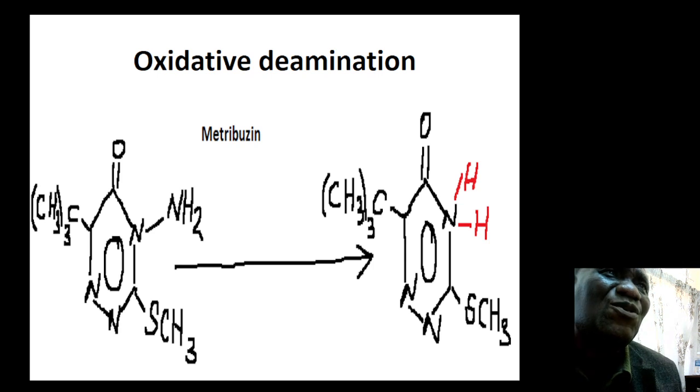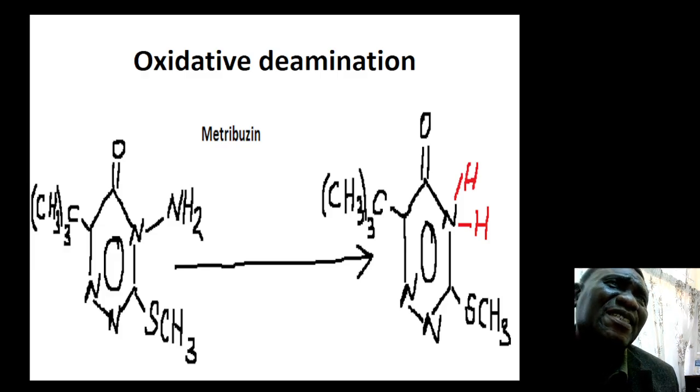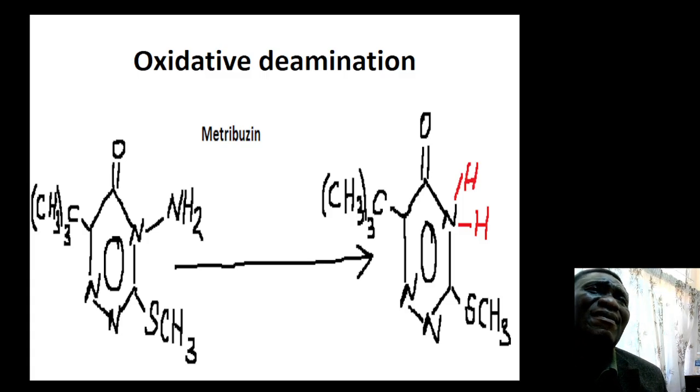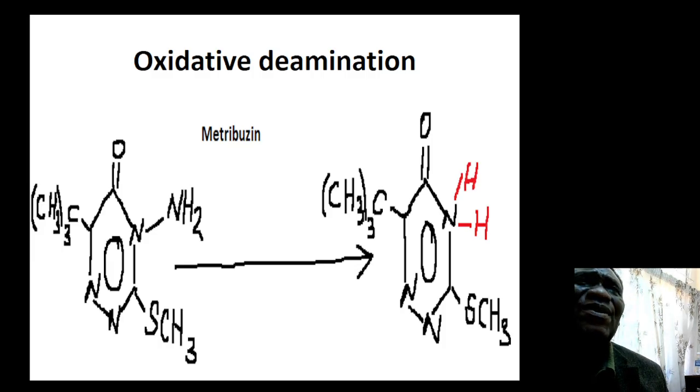This can happen to metribuzin, where I've shown in red. That is the position where you can get two nitrogen atoms. If you look closely at the structure, you can see where oxidative deamination is likely to take place. Again, if you look at that molecule, you see there's an S, so there's also a potential for sulfoxidation.